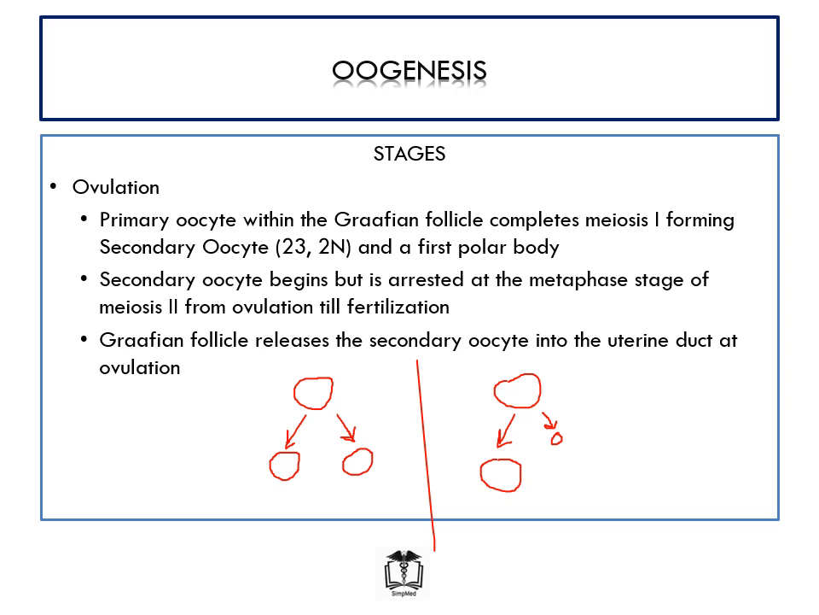So once the primary oocyte becomes the secondary oocyte and the secondary oocyte is arrested at the metaphase stage of meiosis 2, the Graafian follicle will now release the secondary oocyte into the uterine duct. This release of the secondary oocyte into the uterine cavity or uterine duct is known as ovulation. Ovulation is just a release of the oocyte from the Graafian follicle.